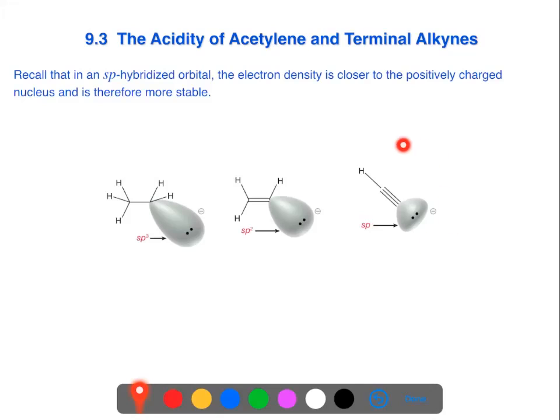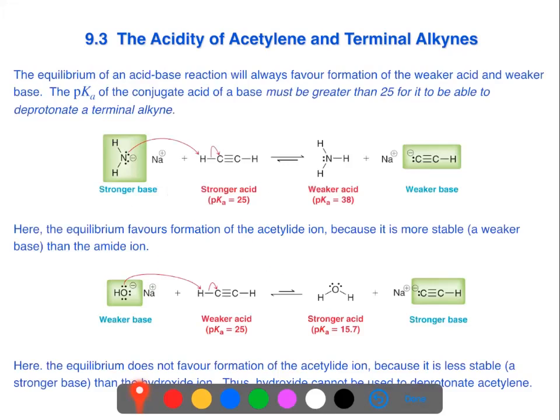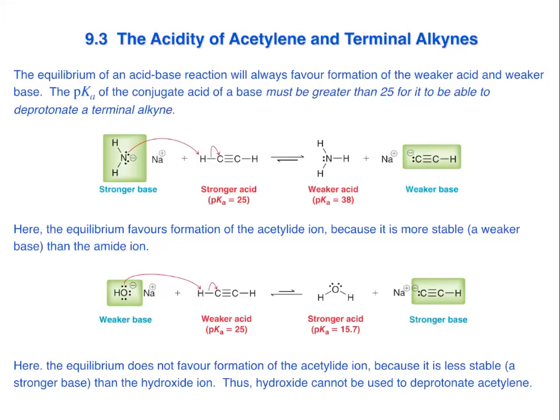So if the conjugate base of an alkyne is more stable, then that implies that the alkyne is more acidic relative to the alkene or the alkane. You may recall that when we were discussing the equilibrium of an acid-base reaction, we said that it would favor the formation of a weaker acid and weaker base. So the pKa of the conjugate acid of a base must be greater than 25 for it to be able to deprotonate a terminal alkyne.